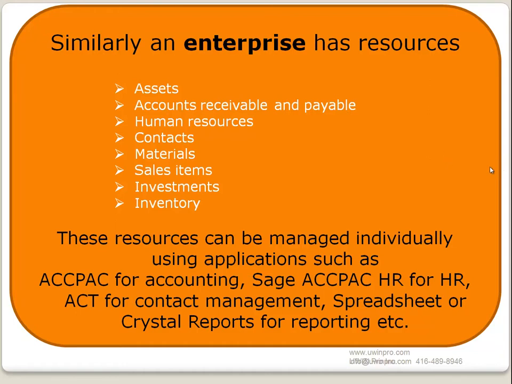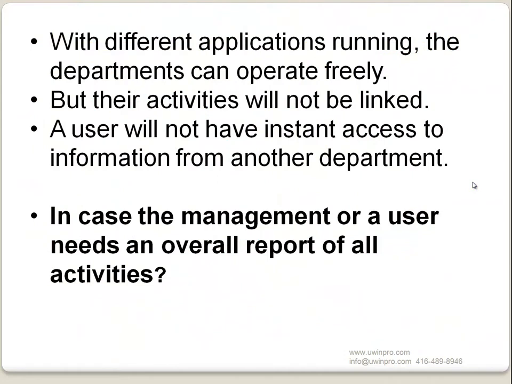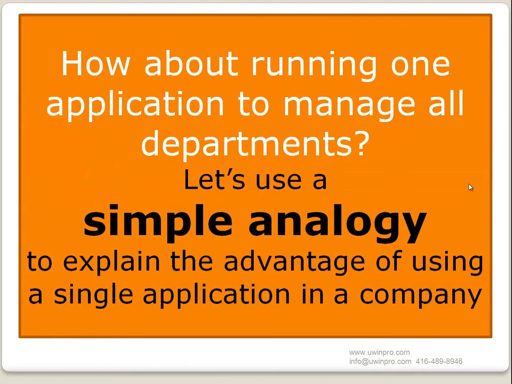So in this scenario, we are using multiple applications to manage different resources of an organization. With different applications running, the departments can operate freely. That is good, but their activities will not be linked. A user will not have instant access to information from another department without getting into that department's application. In case the management or a user needs an overall report for all activities, how about running one application to manage all departments? Let's use a simple analogy to explain the advantage of using a single application in a company.